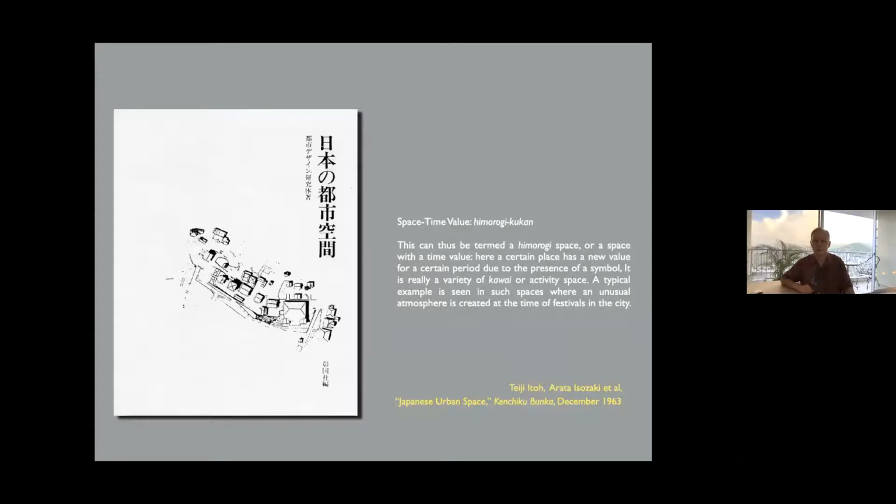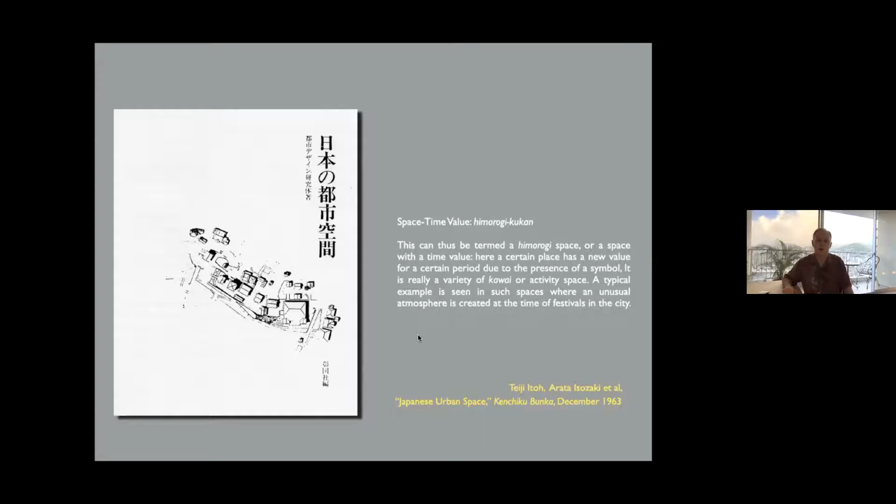Back to Japan. In 1963, a famous article was published by Teiji Ito, Arata Isozaki, and a group of others called Space-Time Value, or Japanese Urban Space is the overall name of the publication, and it was published in an architectural journal, Kenchiku Bunka, Architectural Culture, in 1963.